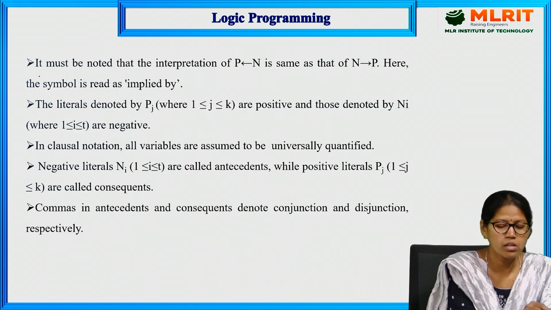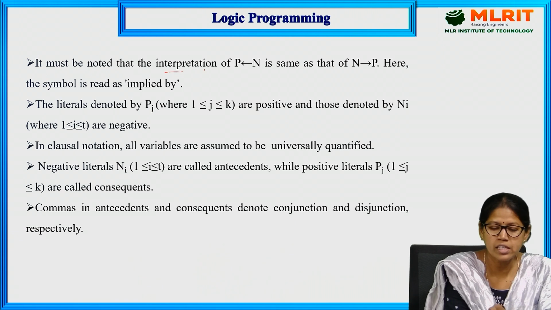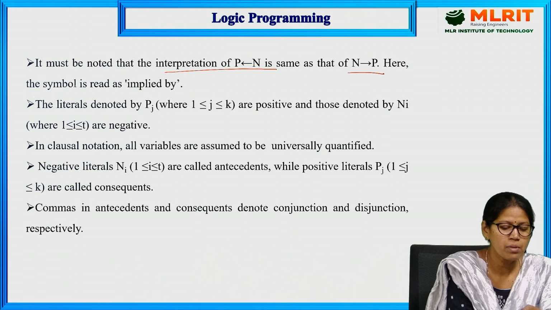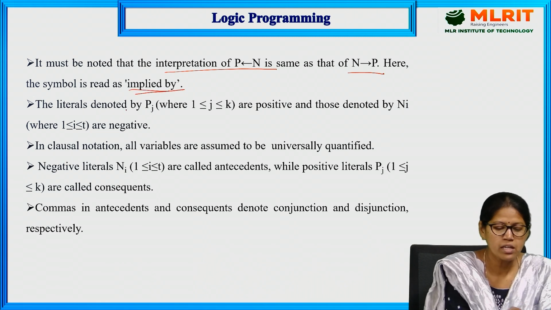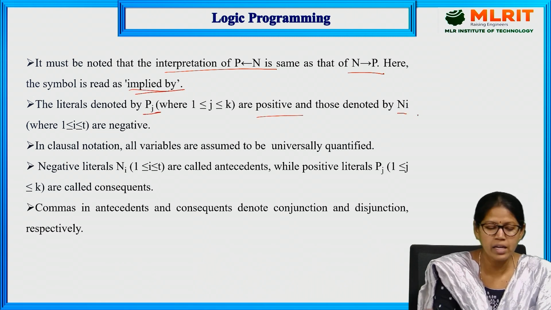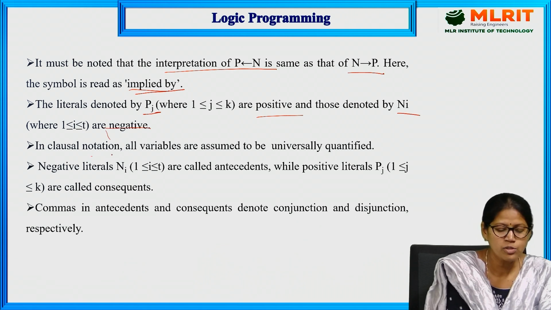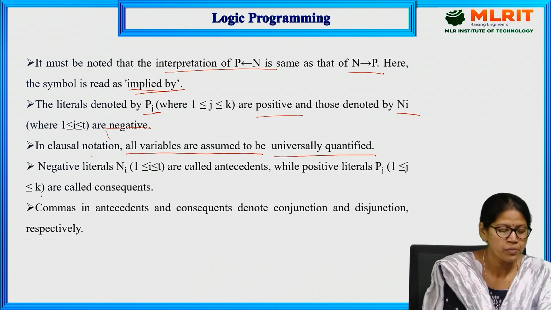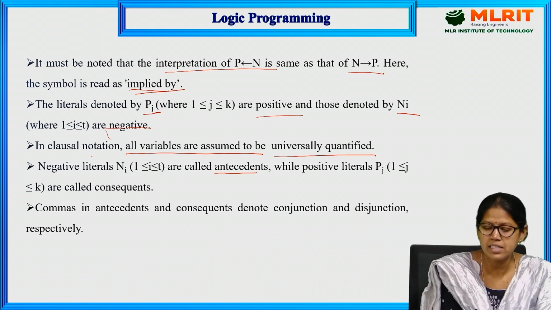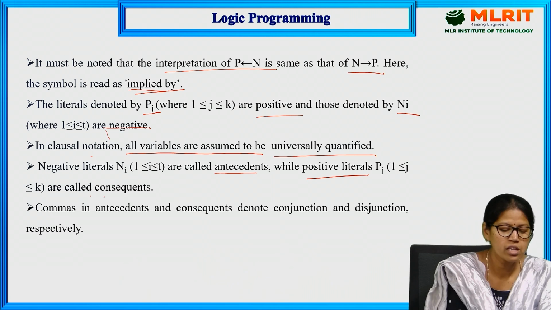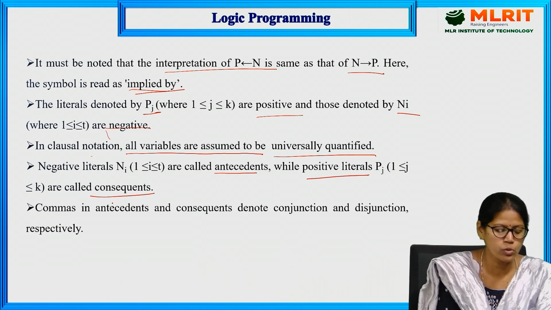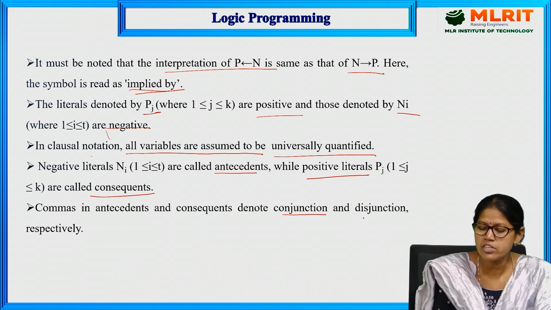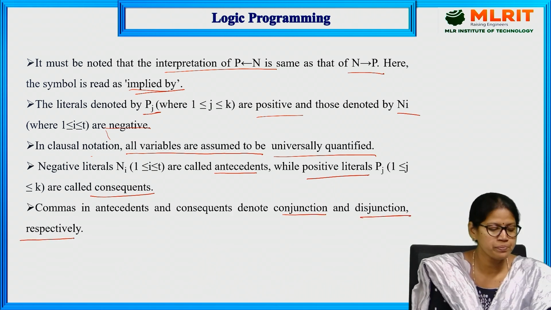Let's see the same. It must be noted that the interpretation of P implied by N is the same as N implies P. The symbol is read as implied by. The literals denoted by P are positive and N are negative. In clausal notation, all variables are assumed to be universally quantified. Negative literals are called antecedents, and positive literals are called consequences. So the commas in antecedent and consequence denote conjunction and disjunction respectively.